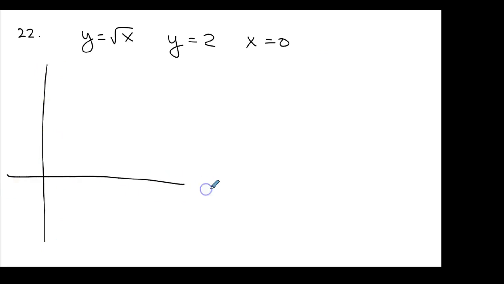In number 22, you have the function y equals square root of x, y equals 2, and x equals 0 as boundaries. Y equals square root of x. Y equals 2 is a horizontal line that will eventually intersect with square root of x. And x equals 0 is the y-axis. So here's the region.